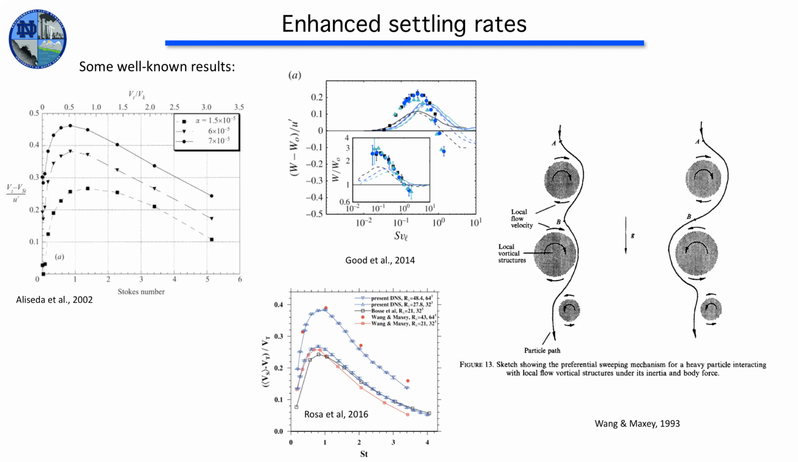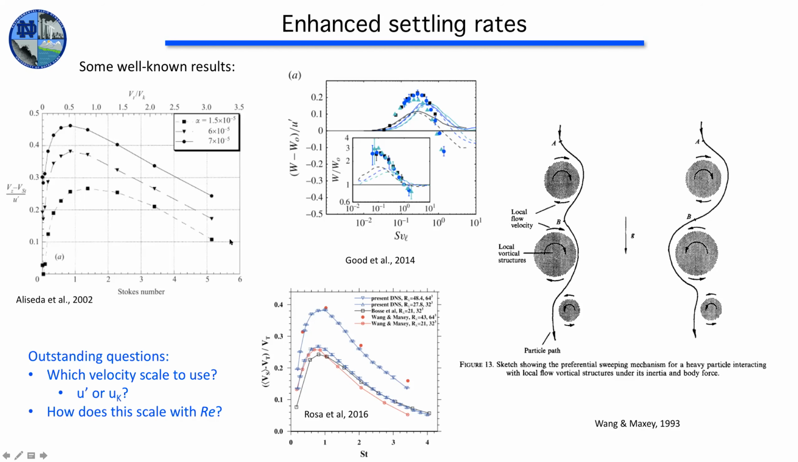And of course, there's the famous conceptual picture of Wang and Maxey in '93 of this preferential sweeping mechanism, where the particles, when they have inertia, are able to get swept to the downward side of vortices as they settle through homogeneous isotropic turbulence. Because they preferentially sample downward velocities, you start to get average particle velocities which can exceed their settling velocity. And even within the realm of homogeneous isotropic turbulence, there are still some outstanding questions, like which velocity scale to use in order to see this.